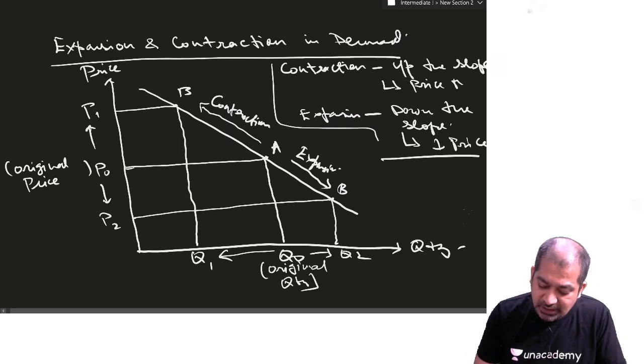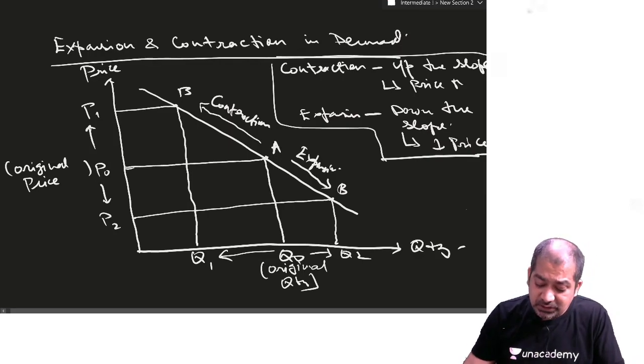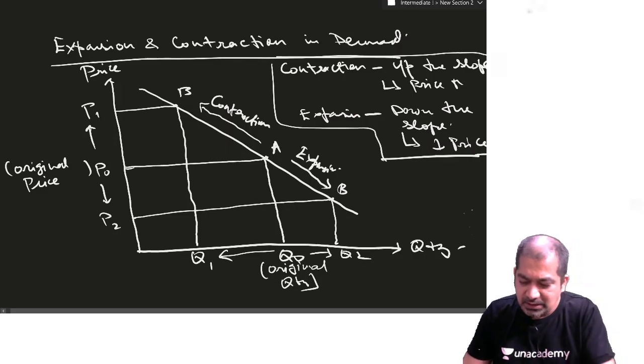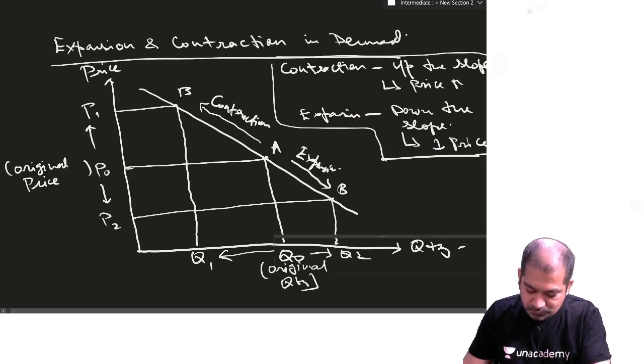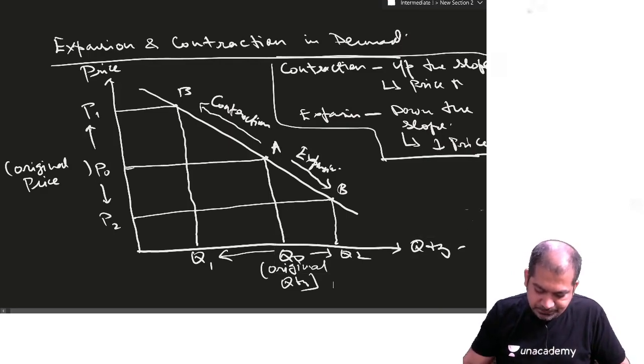So this is your expansion or contraction in demand, but remember, it is usually termed as increase or decrease in quantity demanded. What we call it is increase or decrease in quantity demanded. We use the phrase quantity demanded. Clear? All right. Let's go further.